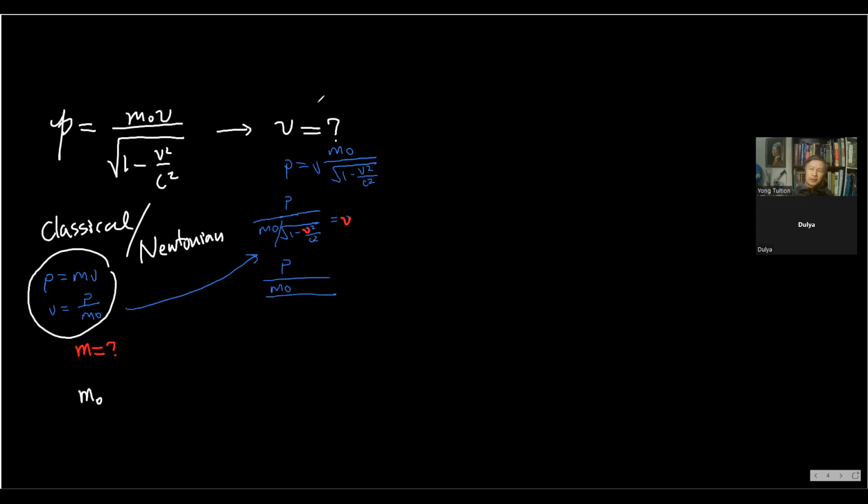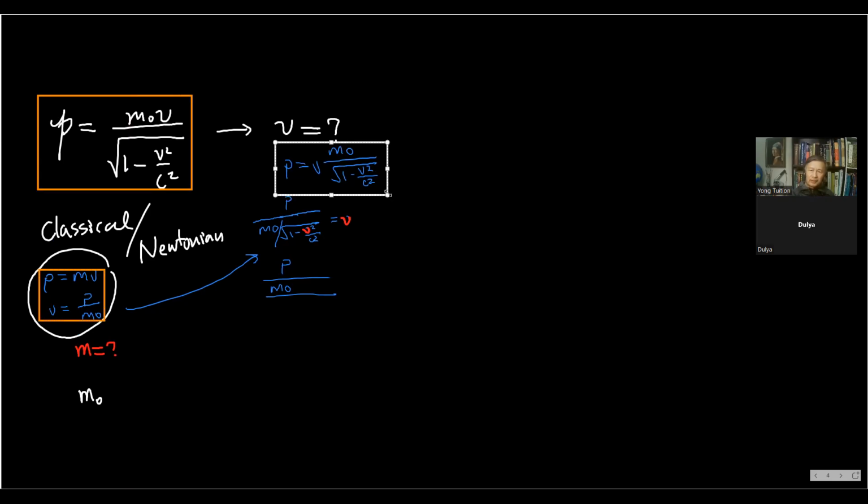So we have to return to this formula. Based on this formula, these two formulas are not allowed because they are incorrect in special relativity. Do you want to try again? How can we solve these puzzles? Given this formula, how can we solve for the formula of V?